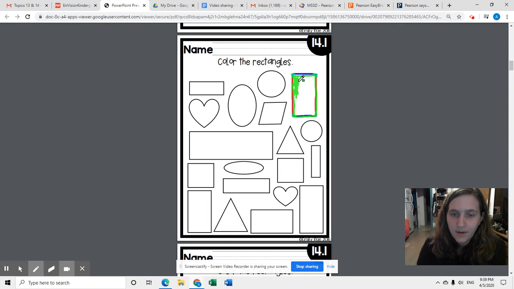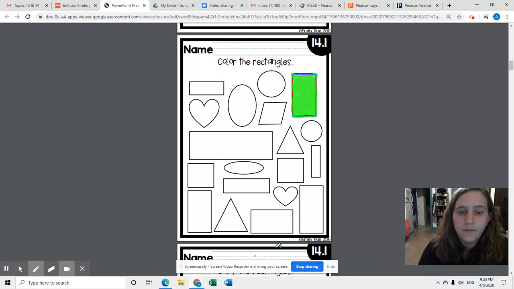So I'm going to color in my rectangle as best I can. It's difficult to color with a mouse. This is one rectangle. Now you have to go through and find the other rectangles that are on this page. Let me finish coloring that in. I still have some white spaces, but I'm going to get them all colored before I move on. So you're going to find the rest of the rectangles that are here.